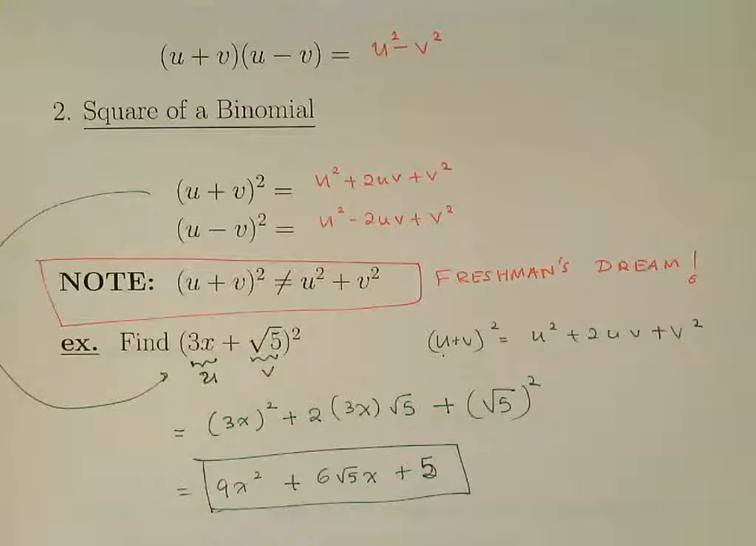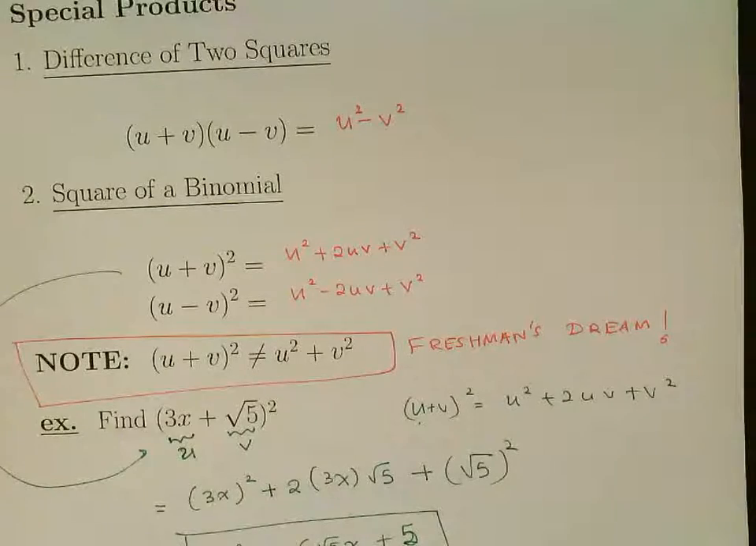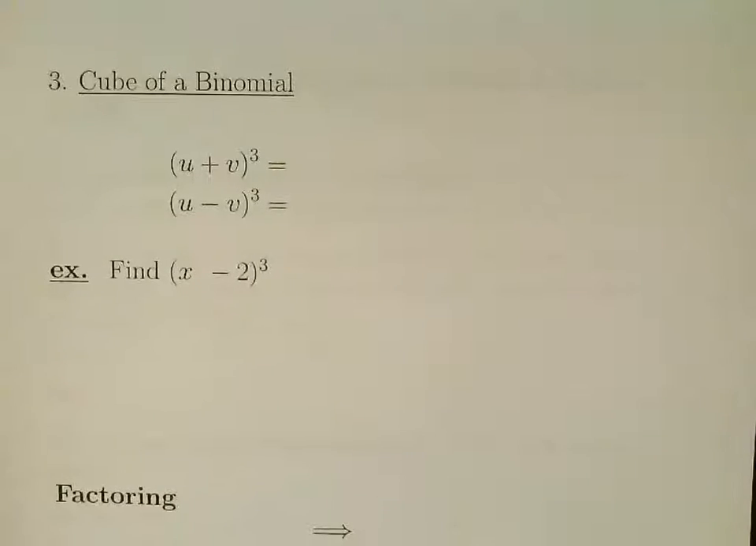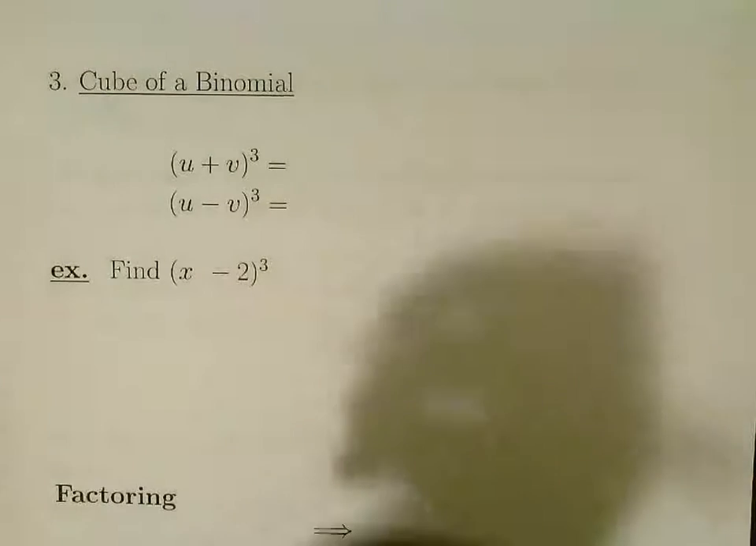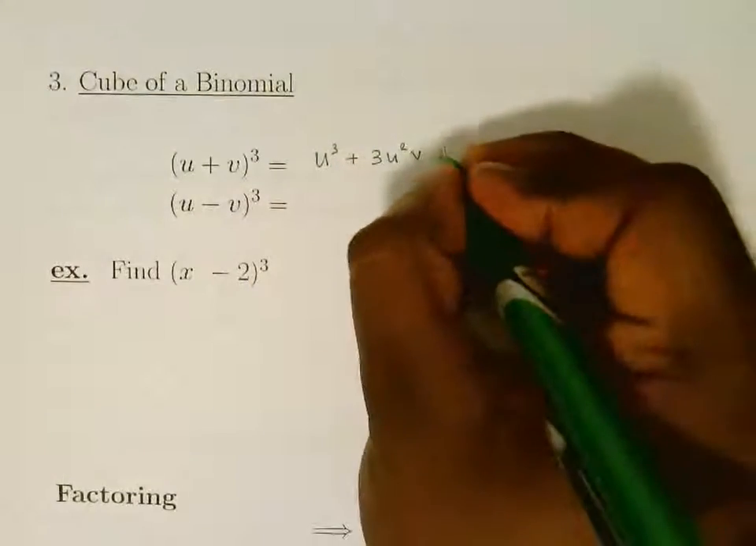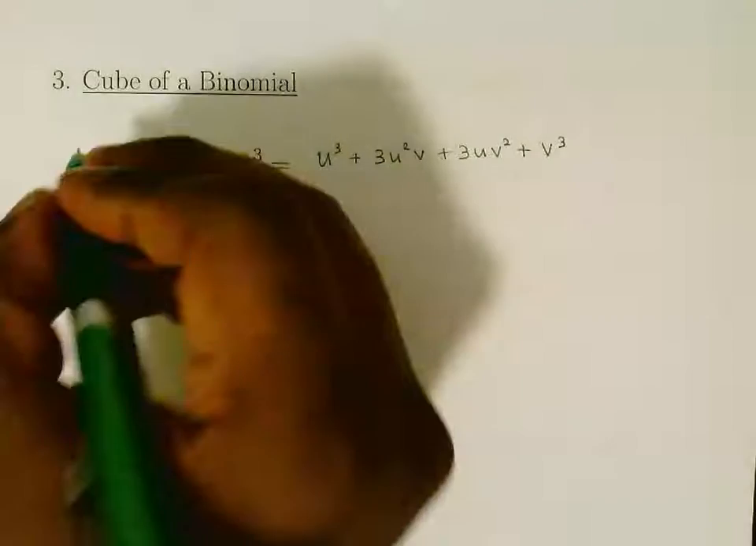Okay. So let's move on to cube. Now again, what's really important here is the formula, not the way you obtain it, unfortunately. You can actually see that this is just FOILing 2 times. But let's try to remember the formula. u cubed plus 3u squared v plus 3uv squared plus v cubed. It's something you need to memorize.